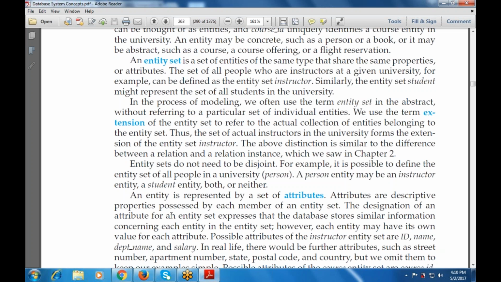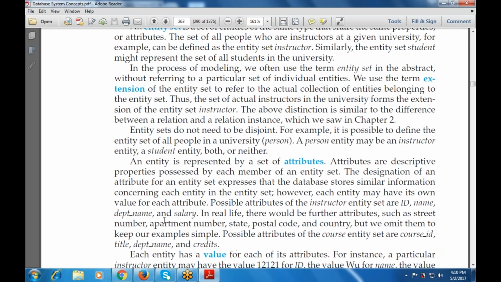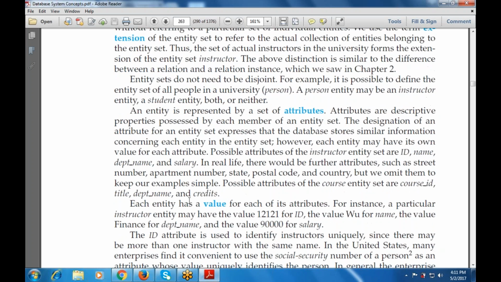And in real life, there would also be further attributes such as the street number and apartment number, that is, the real-life entities. Street number, apartment number, state, postal code, country, but we omit them to keep our example simple. And the possible attributes of the course entity set are the course ID, title, department name, and credits.